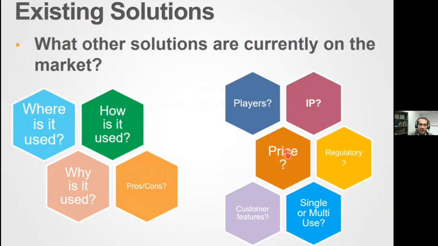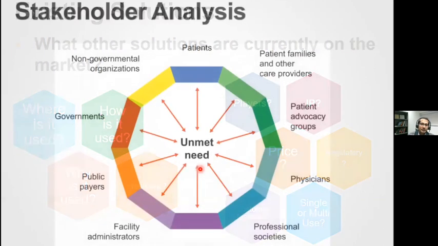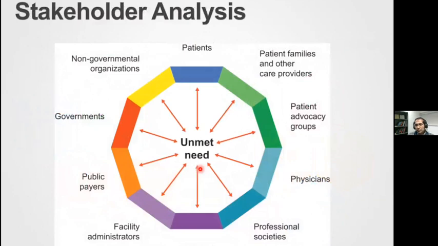So what about the price? What about the regulatory process? How many thousands of patients do they need to go through regulatory, or was it maybe 10 subjects, and so forth? Is it single use or multi-use? What were the features of the customers? Those are very important things to take note of. Then we want to look at the stakeholders.